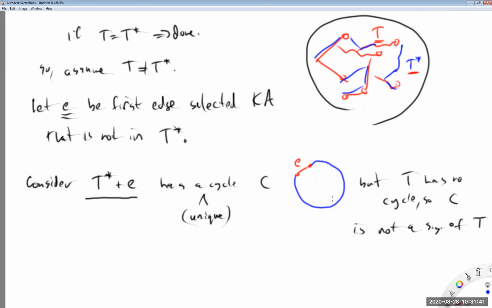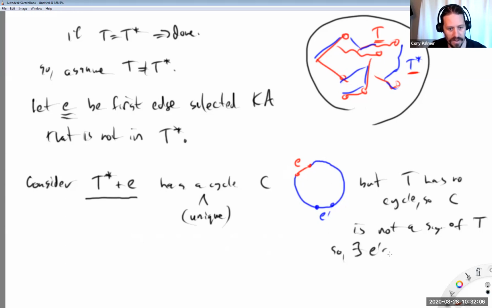There must be an edge in the cycle that is in T star, but not T. Good. Yes, exactly. So there's got to be a blue edge here, at least one, probably more, that is not a part of T. Because if all these edges are present in T, then T has this cycle, right? So there's got to be an E prime that's not in T, okay? So C is not a subgraph of T, so there exists an E prime in the cycle such that E prime is not in T. This E prime is just like a witness for the fact that C is not contained in T. There's got to be at least one edge of it that's missing, okay?